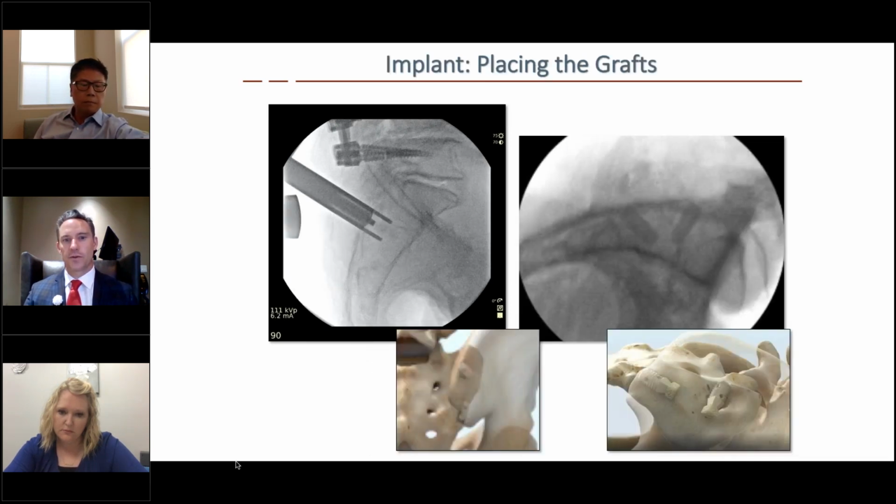After the broach is removed, then we're going to put the implant and deploy it into the joint space. And then if you look on the right fluoroscopic view, we'll see two implants that are almost at a 90-degree angle to one another to stabilize the joint. One on the inferior part of the joint and one on the superior part of the joint. Next slide.